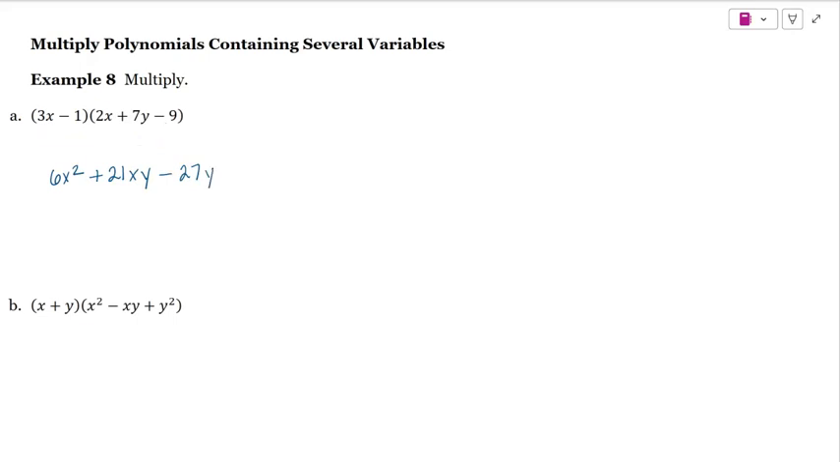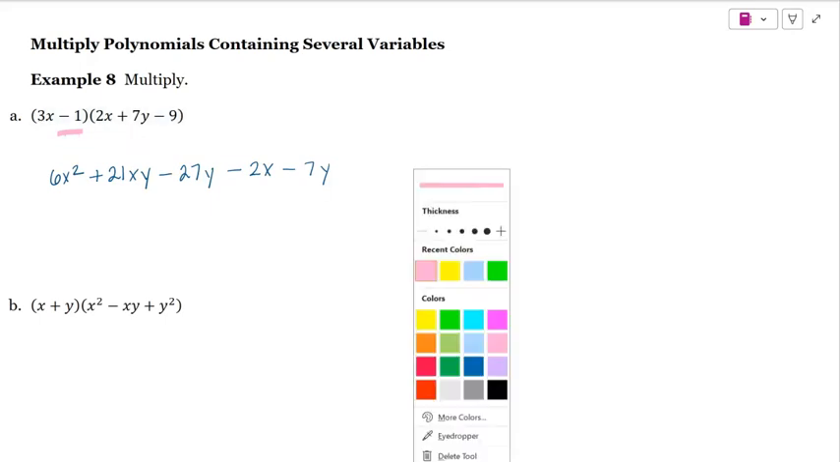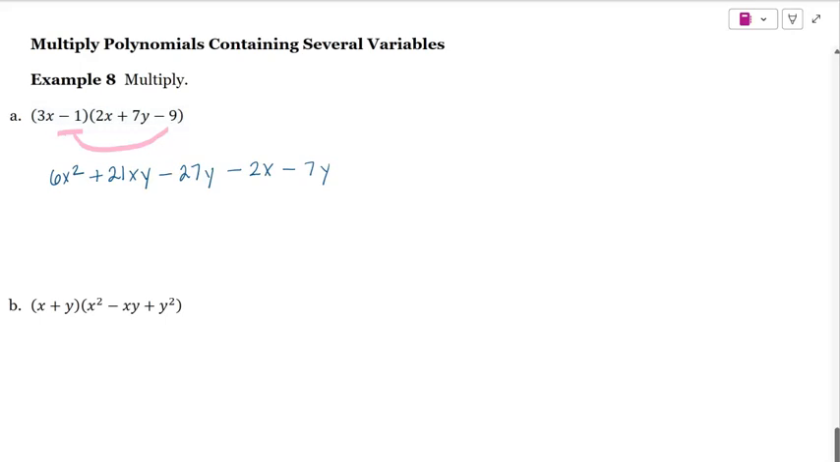Now I'll go to the negative 1 in the first term and multiply it by the 2x. So that's a negative 2x. Next, going to the 7y, that's minus 7y. And then going to the negative 9, I've got plus 9.